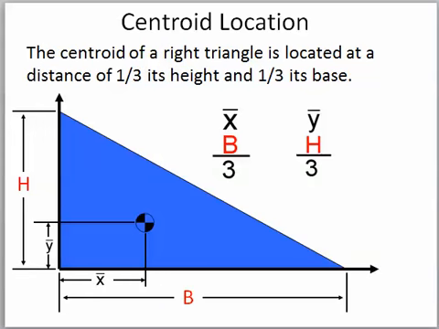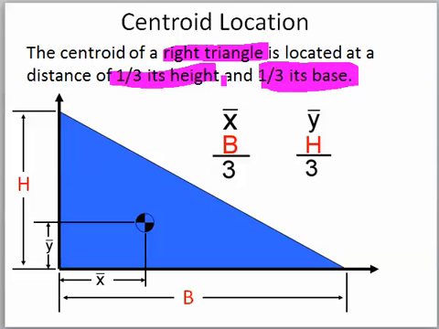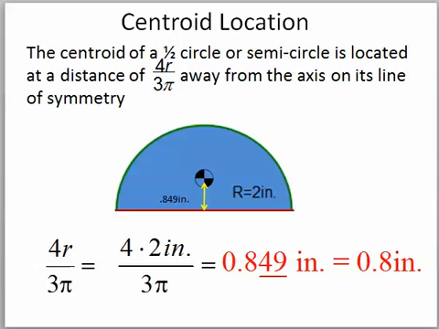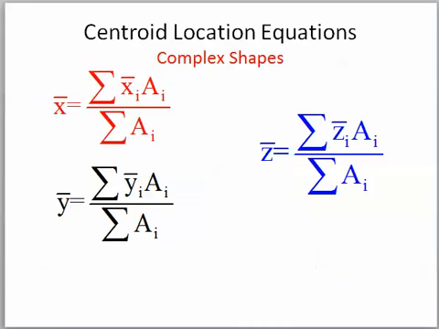When it comes to a triangle, specifically a right triangle, it's a third of its height and a third of its base. And virtually everything, a lot of times we can turn into a right triangle with a little manipulation. When it comes to a semicircle, what we do here, again for a semicircle, is we take 4r over 3 pi. And they give us an example here of how to go about doing that.